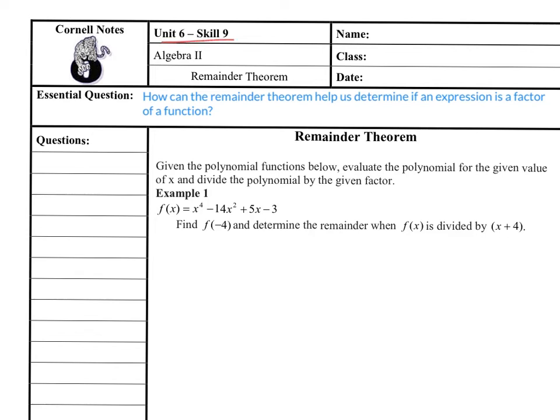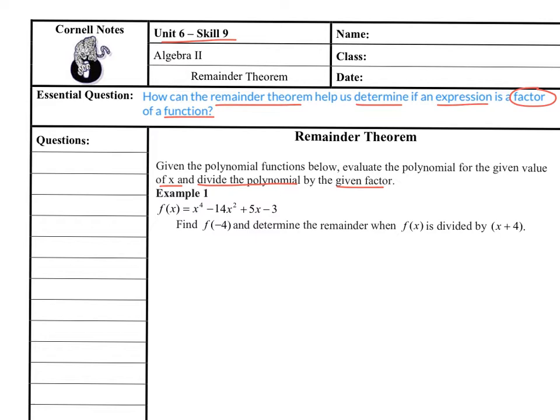This is Unit 6 Skill 9 video, Remainder Theorem. So how can the remainder theorem help us determine if an expression is a factor, which means divides into it evenly, of a function? So here we go. We're going to start off with a polynomial function below, evaluate the polynomial for the given value of x and divide the polynomial by the given factor.